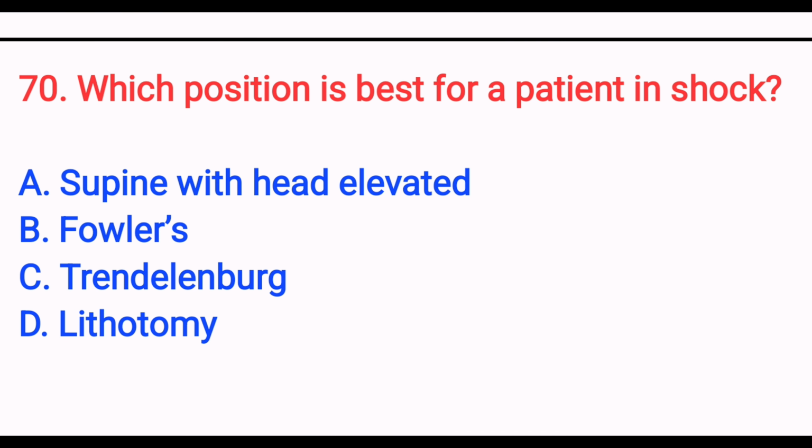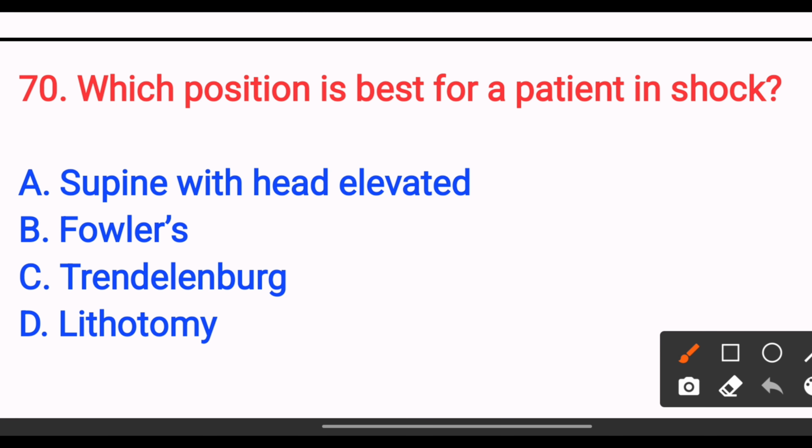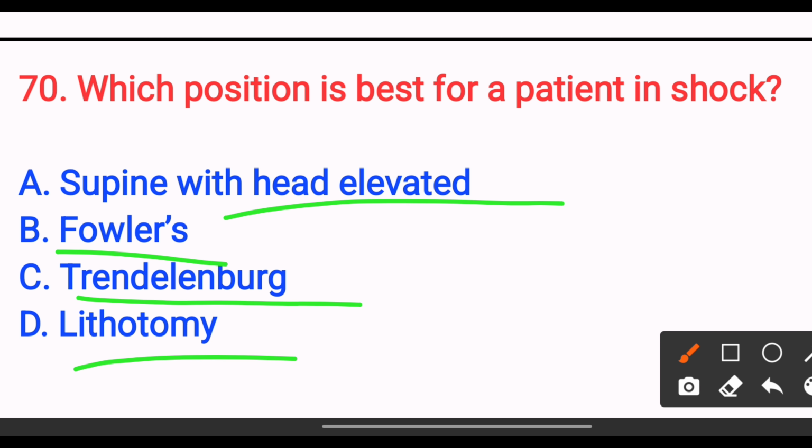Next, which position is the best for a patient in shock? Option A, supine with head elevated. Option B, Fowler's position. Option C, Trendelenburg. Option D, lithotomy. The answer is option C, Trendelenburg, because Trendelenburg position improves the venous return and cardiac output in the patient with hypovolemic shock. So the answer is option C.